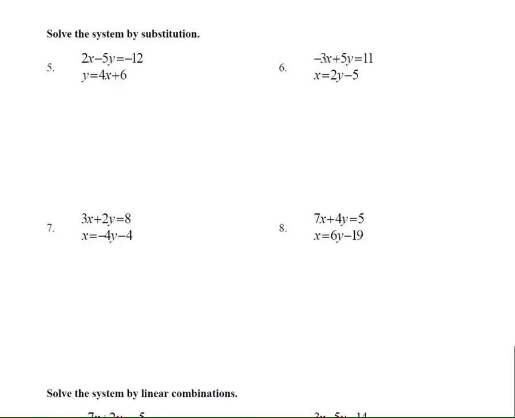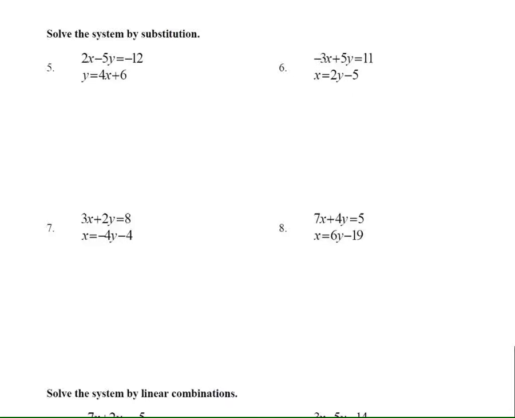The next method for solving systems of equations that we're going to talk about is substitution. The reason it's called substitution is we're going to take an equation that's in two variables and substitute for one of the variables so that it becomes an equation I can solve. And the goal there, in order to use substitution, is that one of my variables should already be by itself in one of my equations.